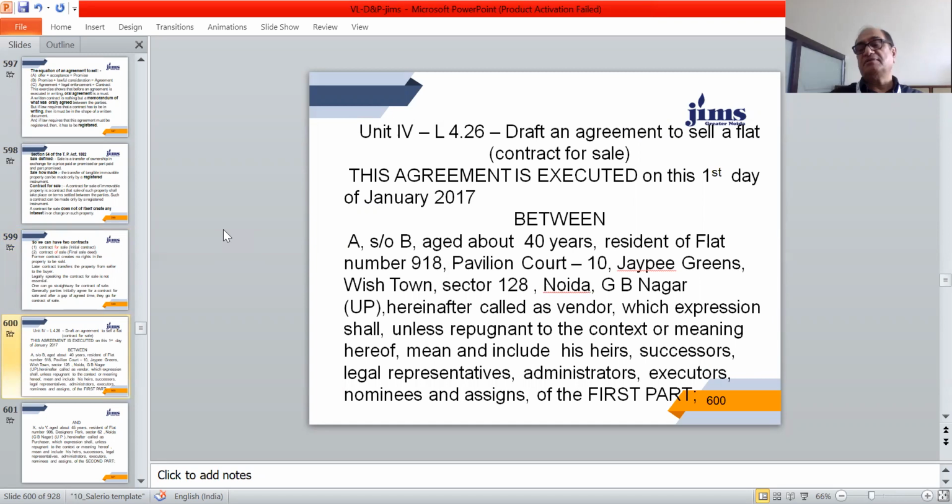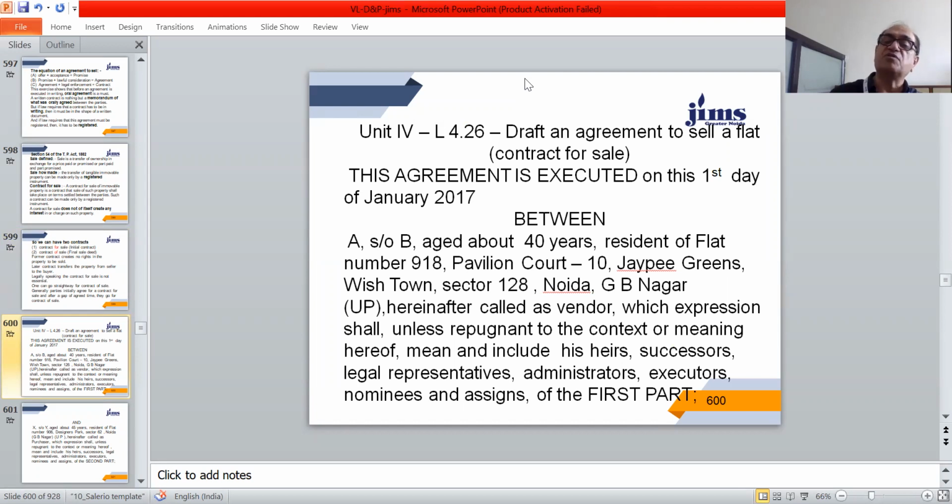So dear students, with this much background knowledge with us, now we will start the actual drafting of an agreement to sell a flat. This is a contract for sale. We are not going to draft a sale deed today. We are going to draft only an agreement to sell. So the beginning has to be done like this. This agreement is executed on this first day of January 2017. This is the date of agreement and its heading is contract for sale or agreement to sell.